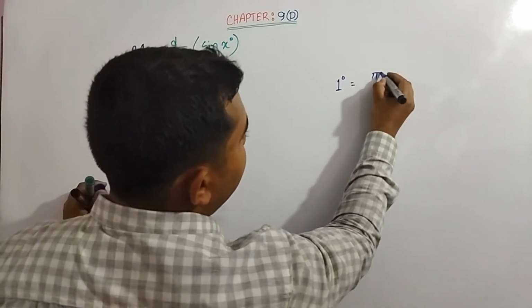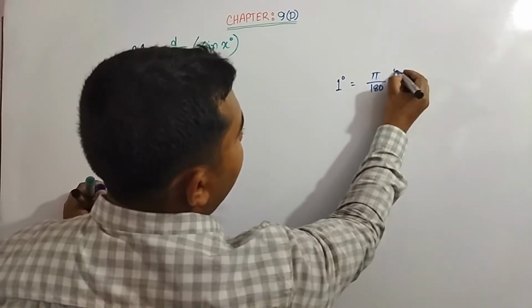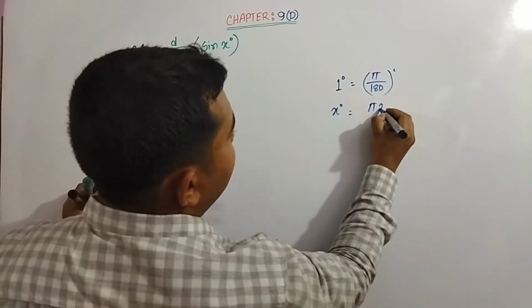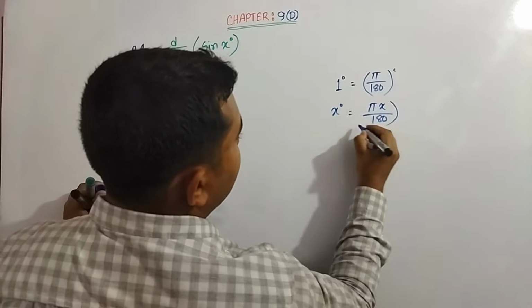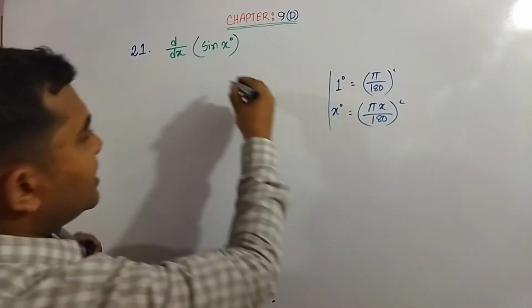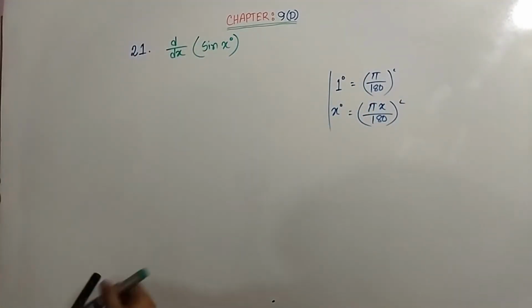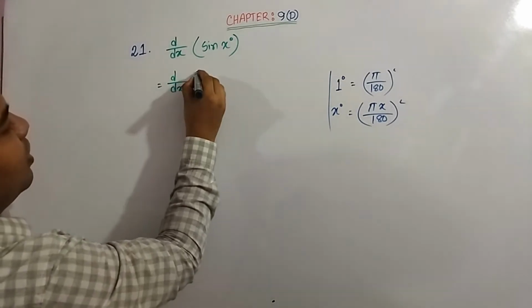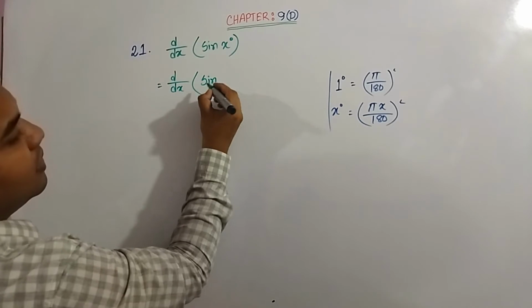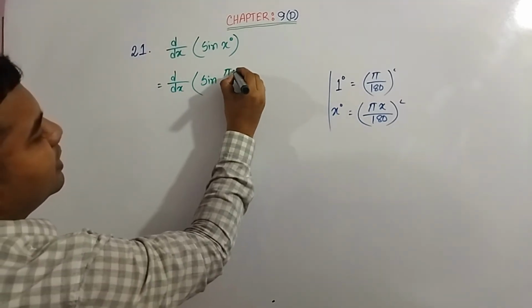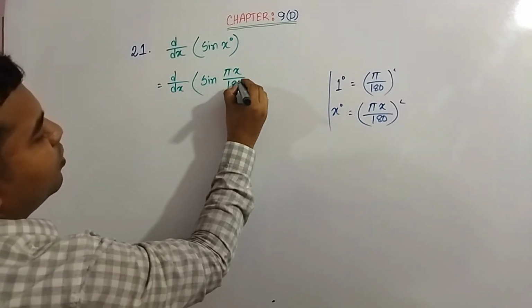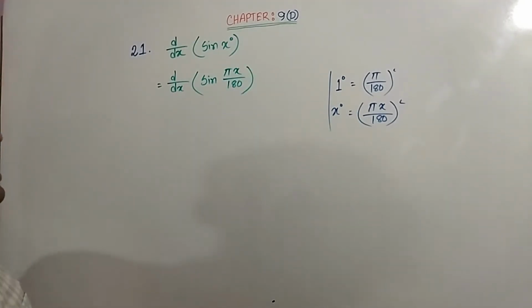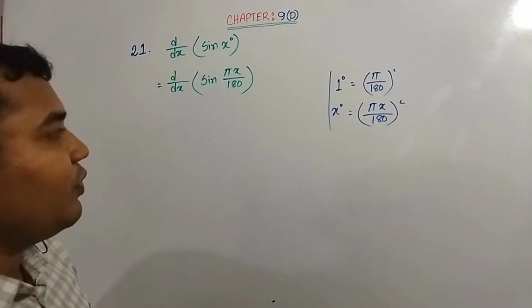1 degree was pi by 180 radian, and for x degree it should be pi x by 180 radian. So we'll just use it here, and then we'll differentiate. So we'll write d dx of sine pi x by 180. Then if we differentiate this part, what can we write?